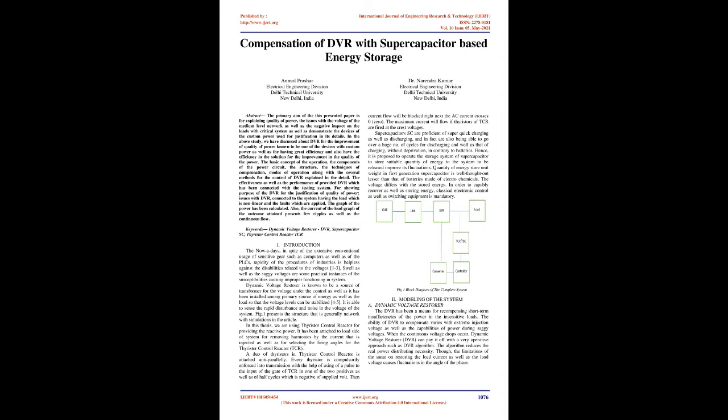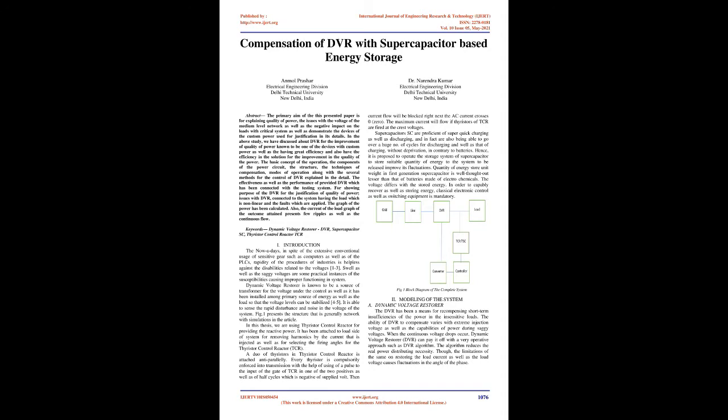Introduction. Nowadays, in spite of the extensive conventional usage of sensitive equipment such as computers as well as PLCs, the rapidity of industrial procedures is vulnerable to disabilities related to voltages 1 to 3. Swell as well as sag voltages are some practical instances of the susceptibilities causing improper functioning in the system. A dynamic voltage restorer is known to be a controlled voltage source transformer, installed between the primary source of energy and the load so that the voltage levels can be stabilized 4 to 5. It is able to sense rapid disturbance and noise in the system voltage.